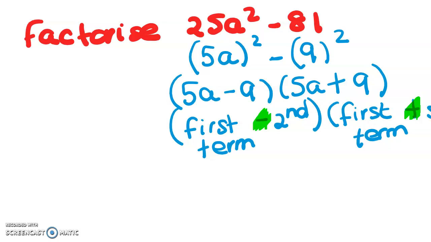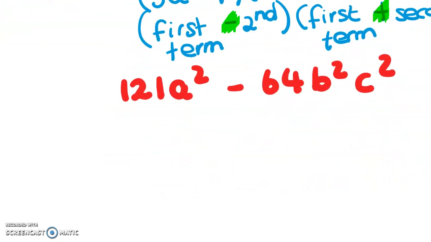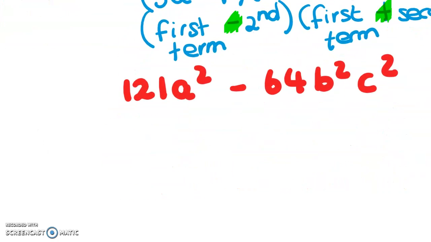Just going back in the book there now. Okay, 121a squared minus 64b squared c squared. How about this one? 121a squared minus 64b squared c squared. Now, look, I know the squared is kind of giving it away because you can go with the difference of two squares. But look, you have the numbers 121 and 64 as well.